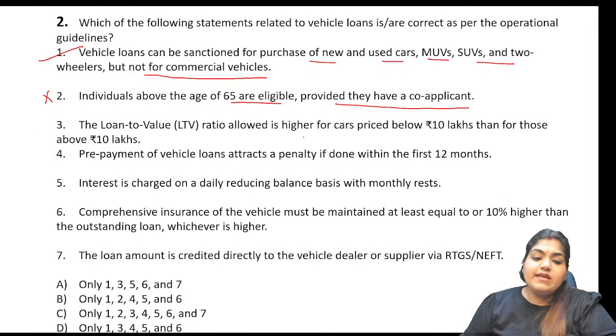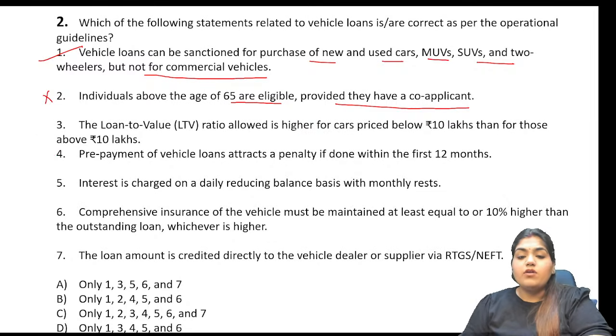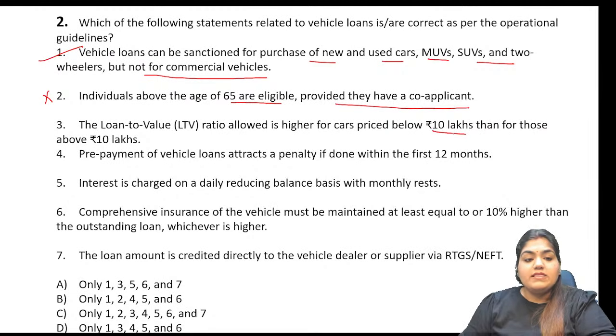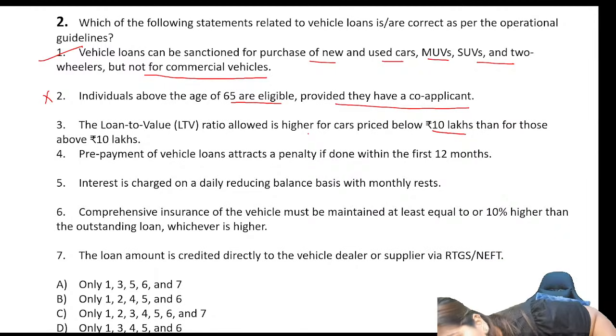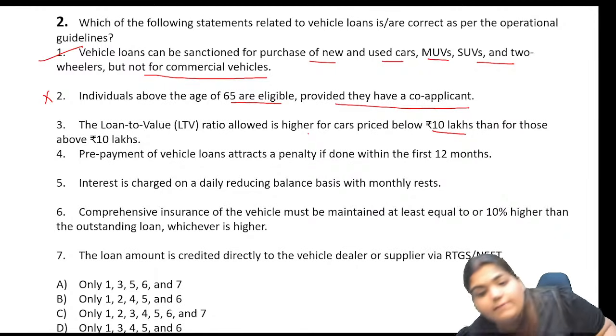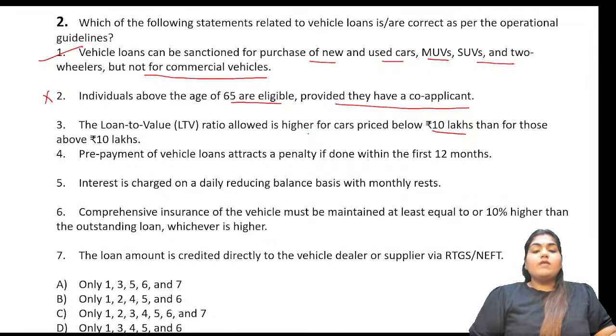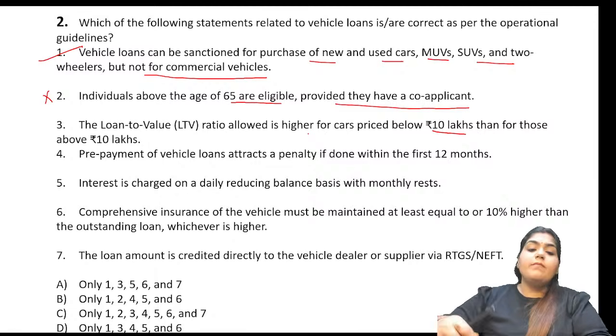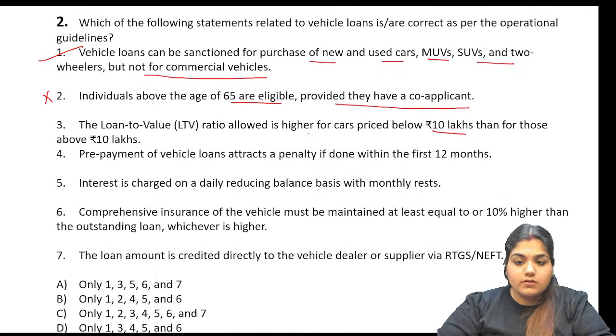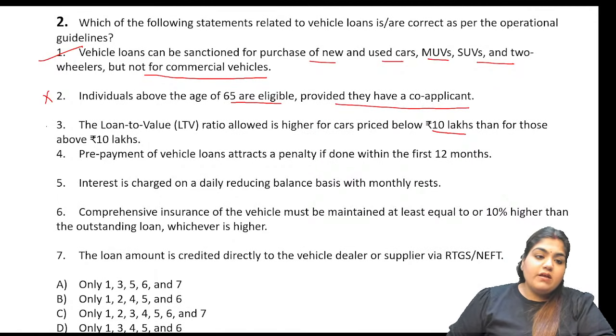The LTV ratio allowed is higher for cars priced below 10 lakh than those above 10 lakhs. Yes. It is 85% for cars which are less than or equal to 10 lakhs, and 80% for the cars which are more than 10 lakhs. So the LTV ratio is higher for lower priced cars. Statement number 3 is correct.